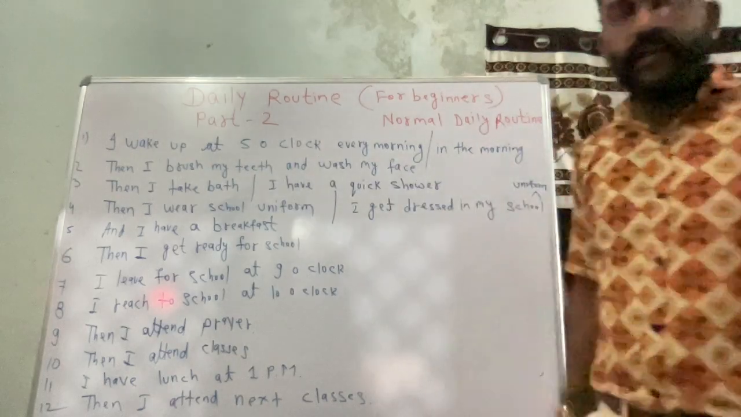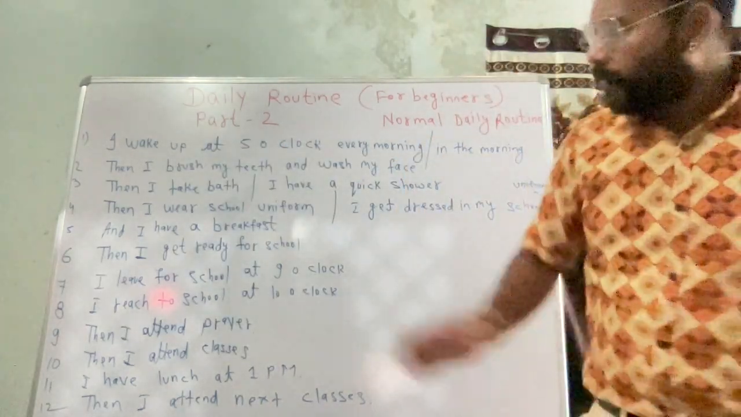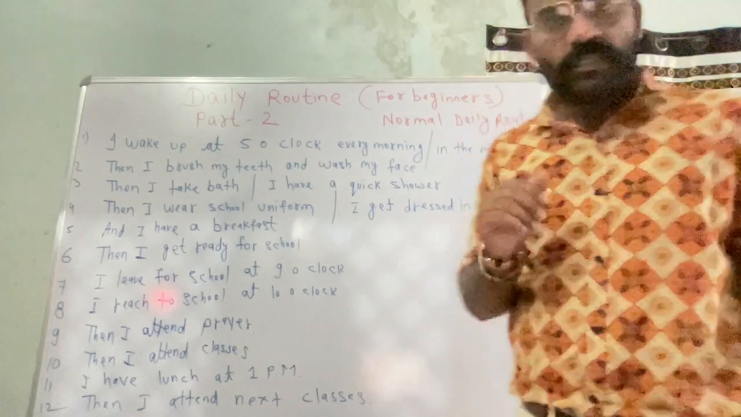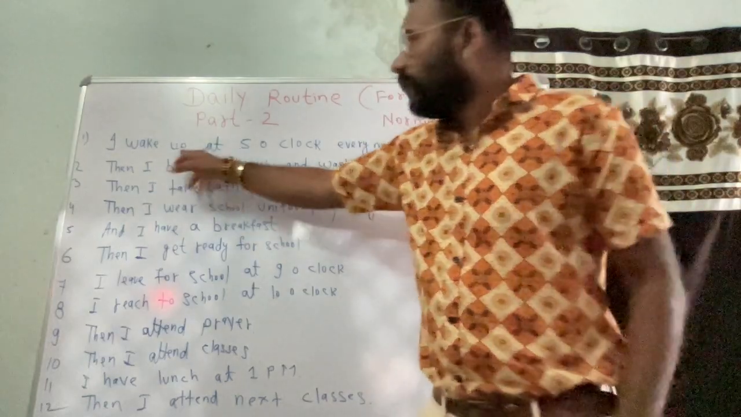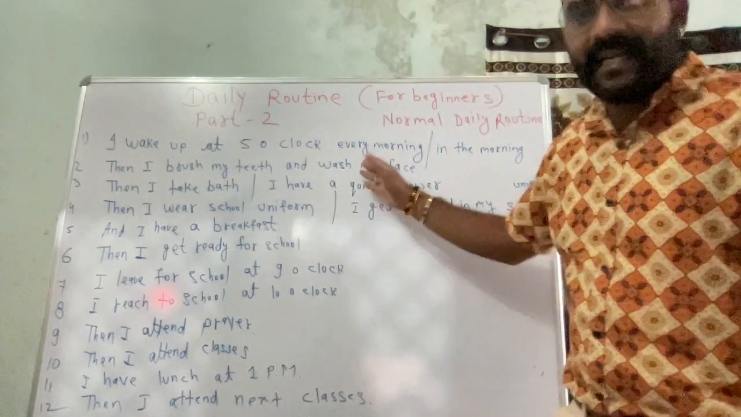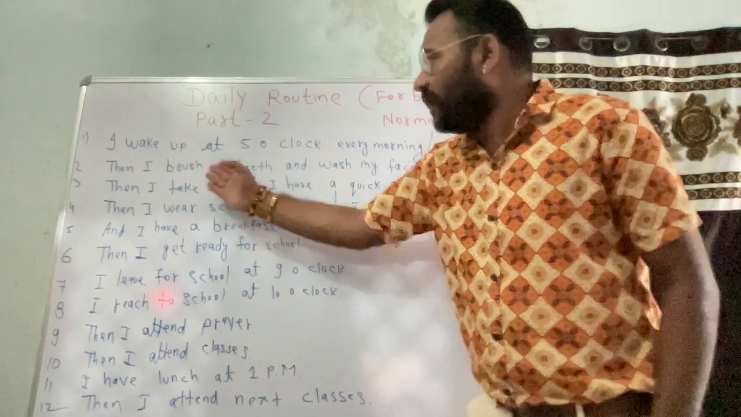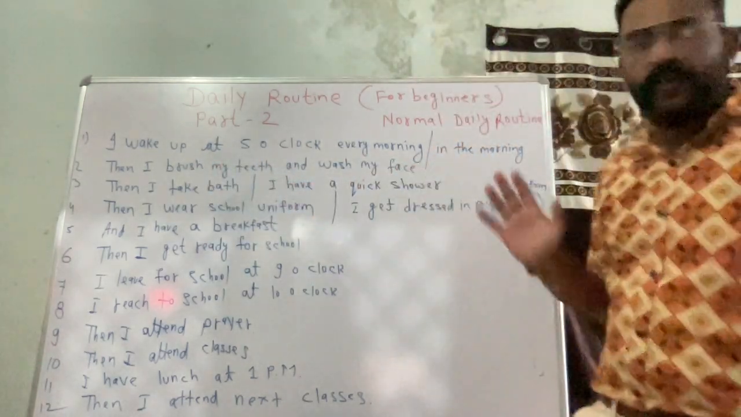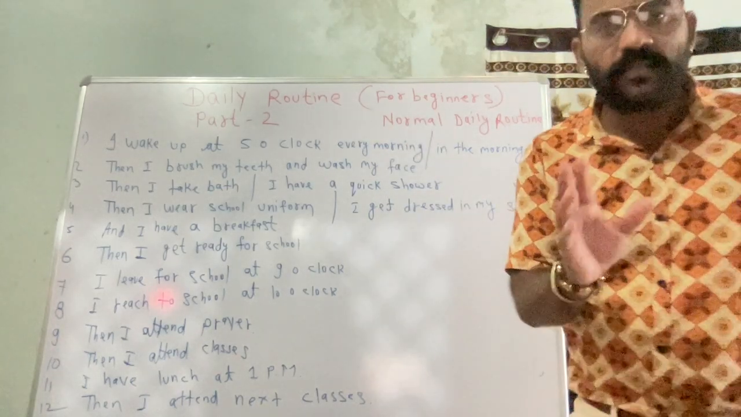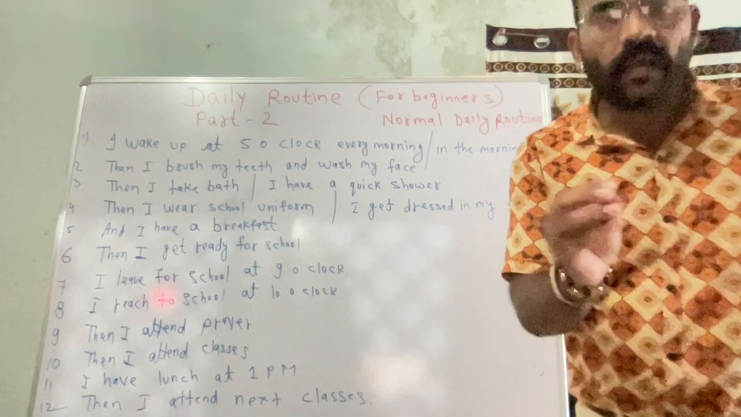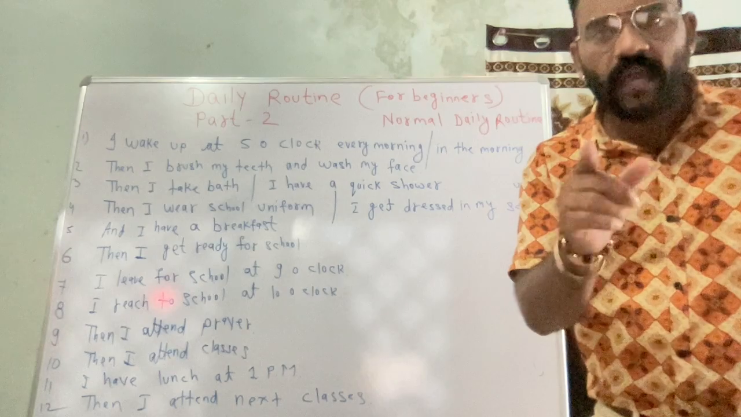I wake up at 5 o'clock. Here wake up is the first form of the verb. And the second sentence is what? Then I brush my teeth. Here brush is also the first form of the verb. I brush my teeth and wash my face. Here also you can speak: then I clean my teeth and wash my face. It is up to you. These are only examples, just for guiding you. Now it is up to you to utilize all these sentences in your day to day life.